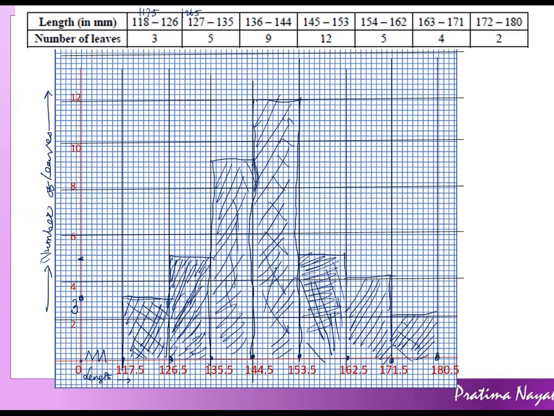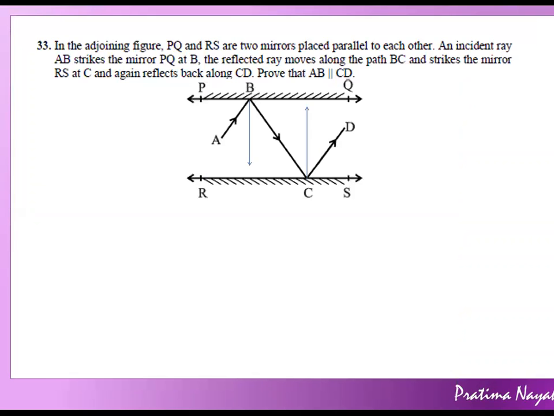So this is very easy, but if you will not make it continuous, then the whole thing will be wrong. Because unless it is continuous, you cannot draw your histogram. You can draw the bar graph, not histogram. So I hope you have followed this. Oh, very nice.